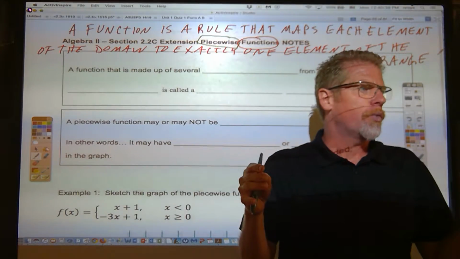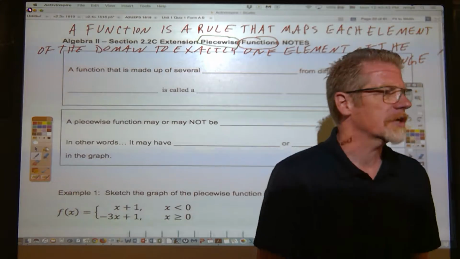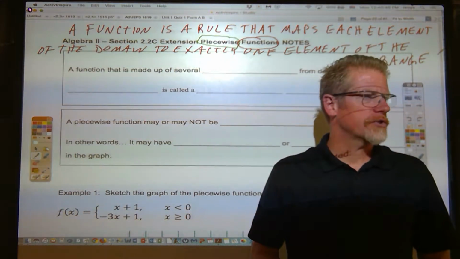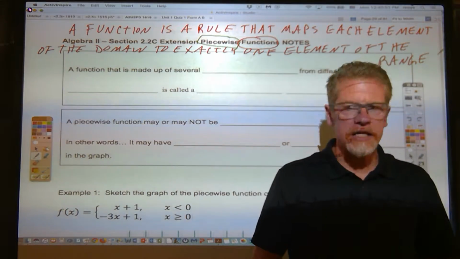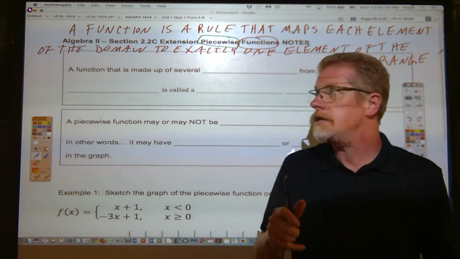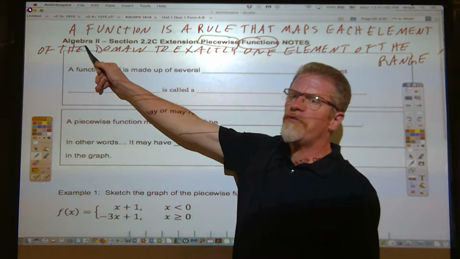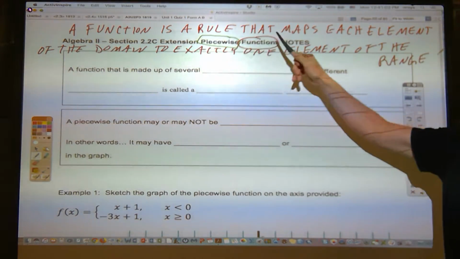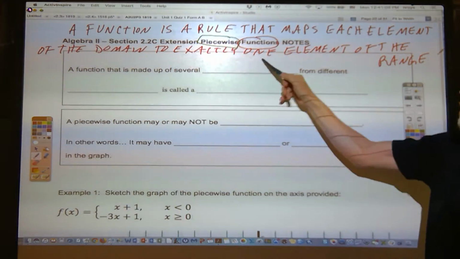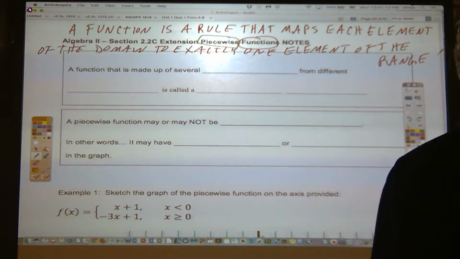Now, one of the early stages of learning this is to be able to just say it. So when I say go, I'd like all of you to say out loud and in unison: a function is a rule that maps each element of the domain to exactly one element of the range. Ready? Go. A function is a rule that maps each element of the domain to exactly one element of the range. That's pretty good. I'm proud of you.